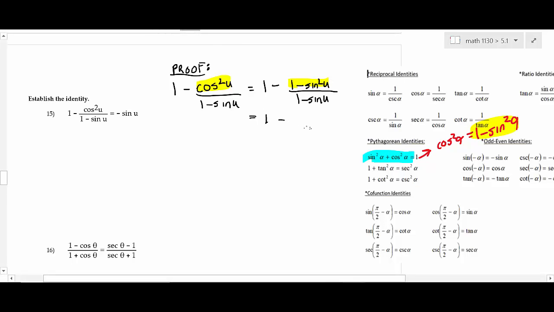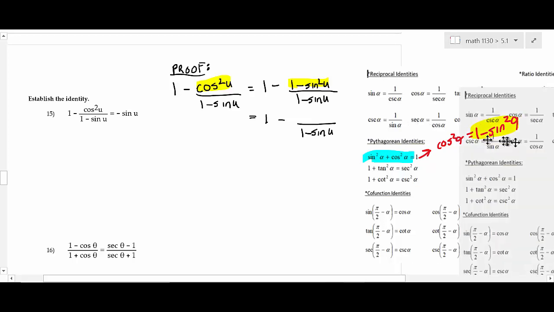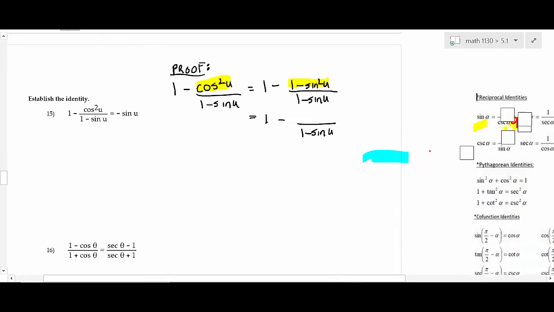So bring down the 1, bring down the 1 minus sine u, just leave that alone. Now we're going to go ahead and factor that numerator like this. We draw two parentheses. How does it factor? 1 and 1, sine u, sine u. How do the signs go? Plus minus, there we go. When I heard you say canceling, yes, you can now, but you have to factor first before you can do that.